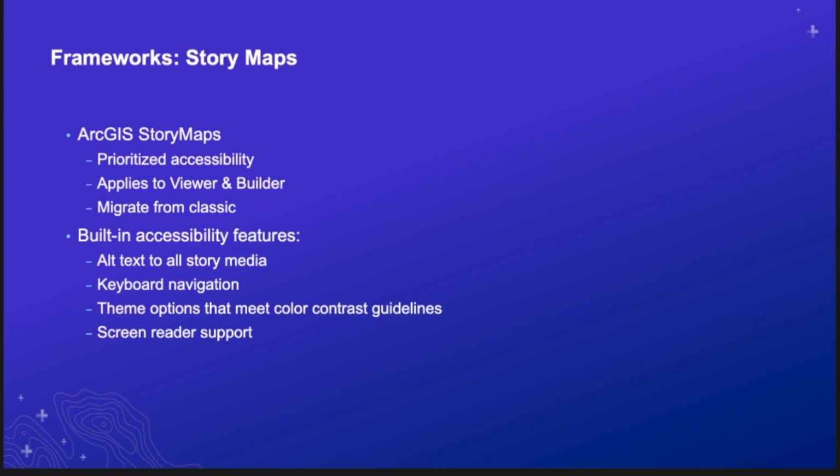StoryMaps team with the new StoryMaps site has done a lot of work on accessibility. They've prioritized accessibility when building the new StoryMaps viewer and builder. So out of the box, you get features like keyboard navigation, good color contrast. Those things just work. There is some work that you have to do, though. In order to assure that your site meets accessibility standards, you'll need to do your part and provide alternative text for any media that you add to the site, such as images, videos, maps, logos, etc. If you're using the classic story map, this is time to start considering migrating over to the new story maps to get this enhanced accessibility support.